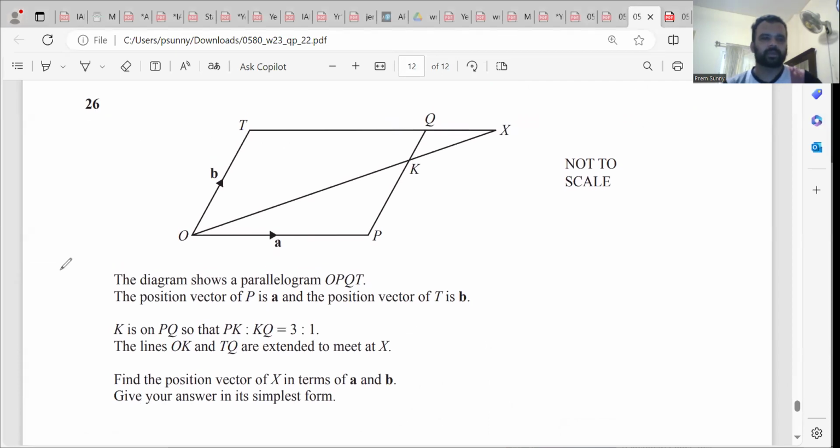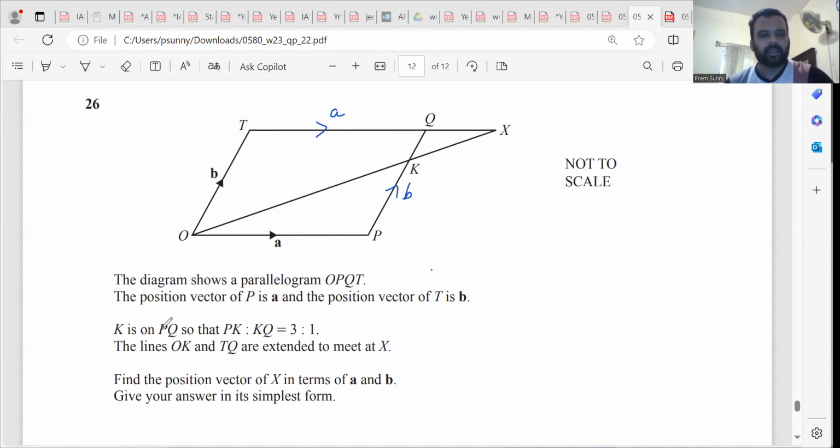So this is a vector. The diagram shows a parallelogram OPQT. The position vector of P is A. Position vector means it's from the origin, so OP is A, and the position vector of T is B. That means from the origin, the position vector of T is B. Since it is a parallelogram, opposite sides are equal. But we need to consider the direction here.